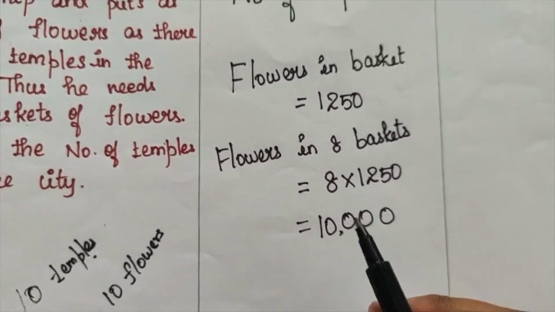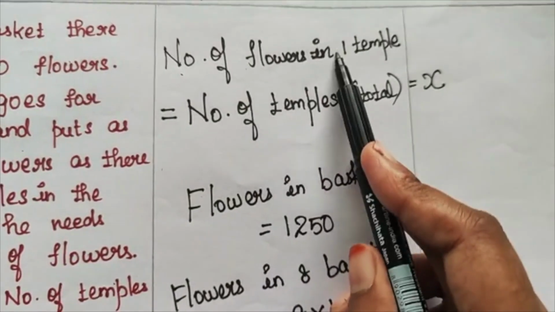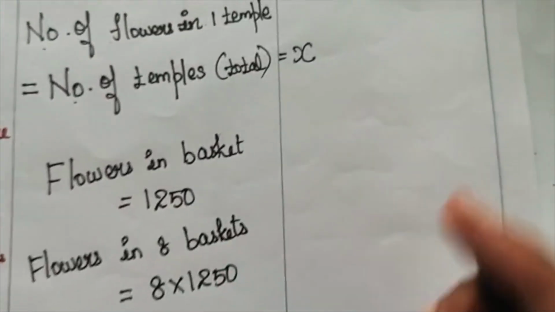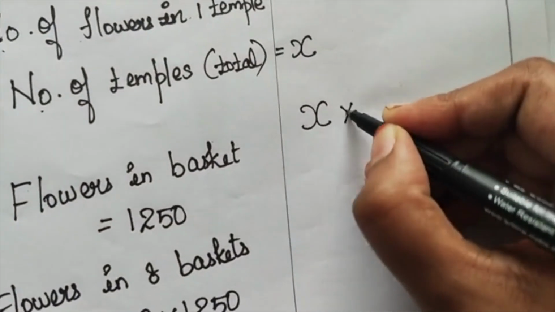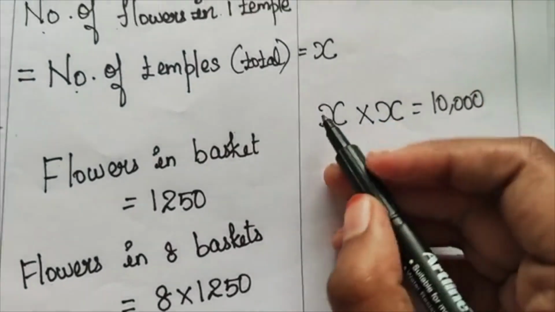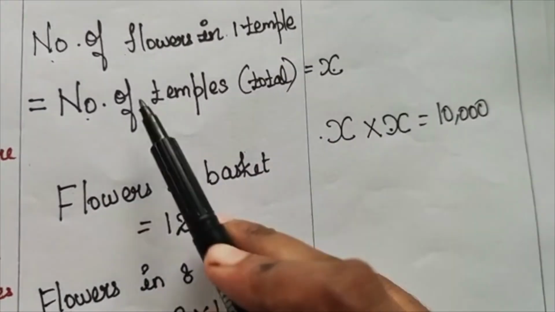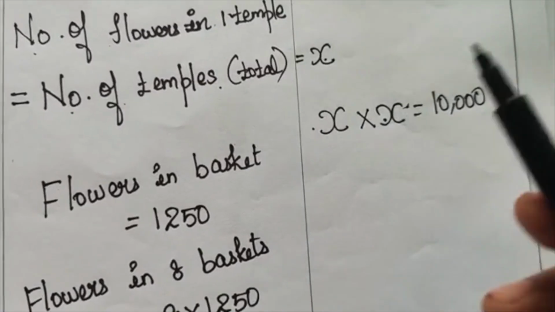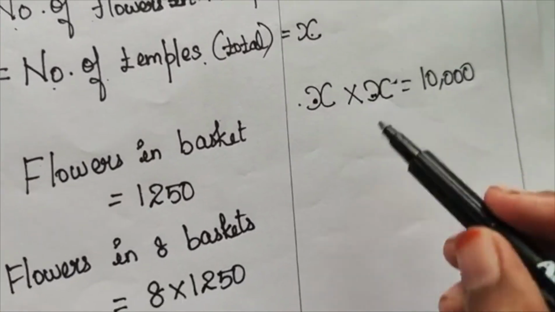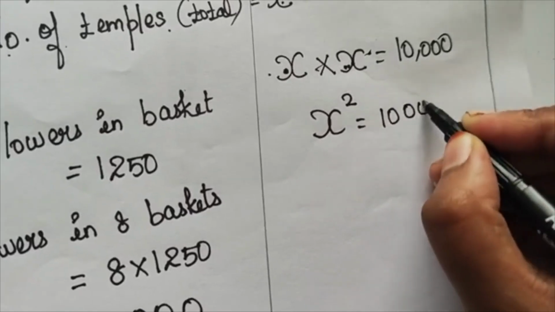So we can tell total flowers is equal to 10,000, which is nothing but number of flowers in one temple into total number of temples, which is nothing but x into x is equal to 10,000. You may wonder how these two x came, because we have taken number of flowers in one temple is equal to x and number of temples is equal to x. So x into x is nothing but x square. X square is equal to 10,000.